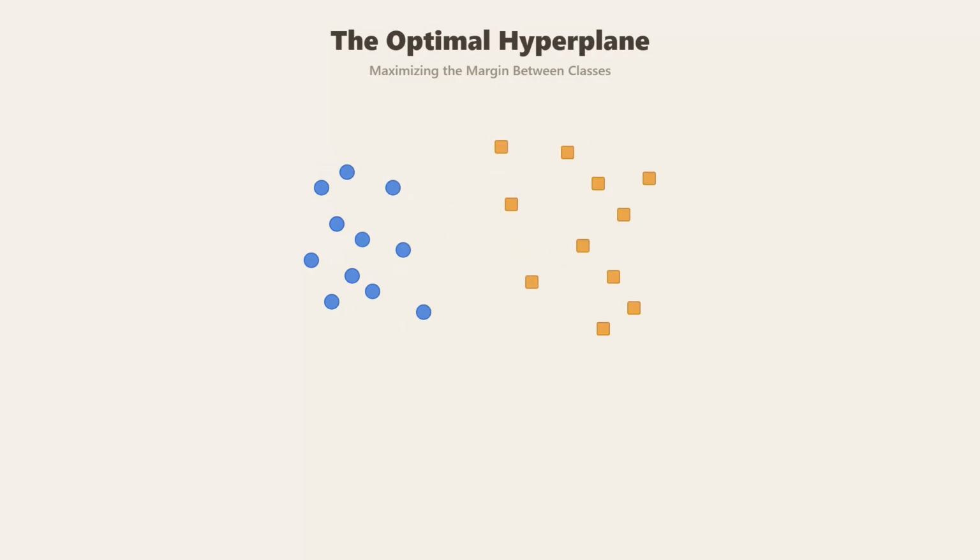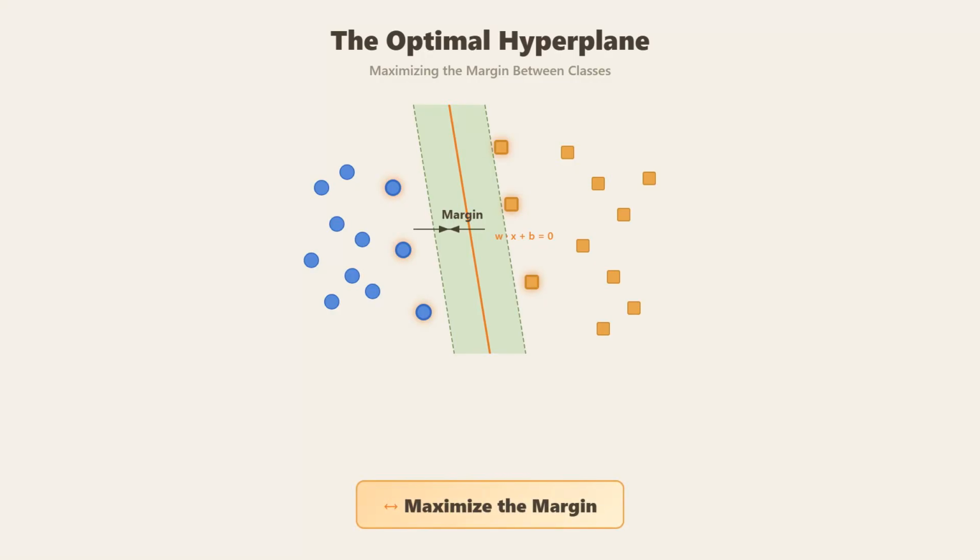The key insight behind SVMs is the concept of the optimal hyperplane. Rather than just finding any line that separates the classes, SVM finds the one that maximizes the margin between them. Let me explain what margin means. When we draw our decision boundary, which is called the hyperplane, we can also draw two parallel lines on either side. These parallel lines pass through the closest data points from each class.